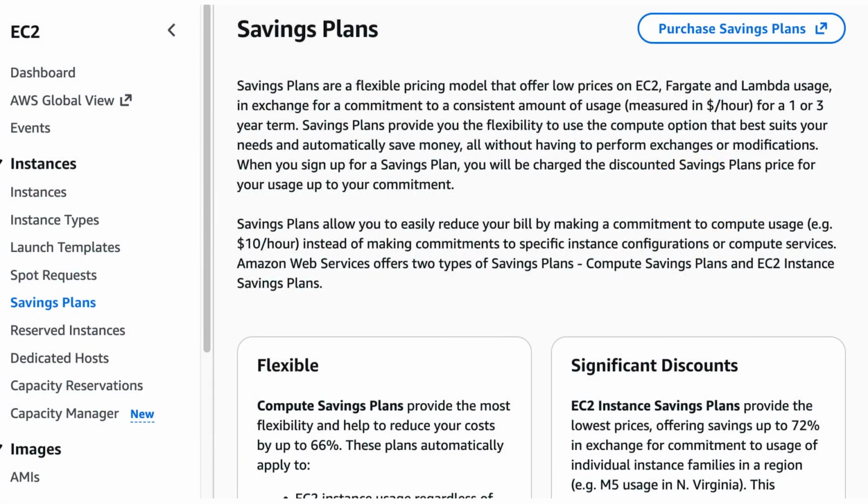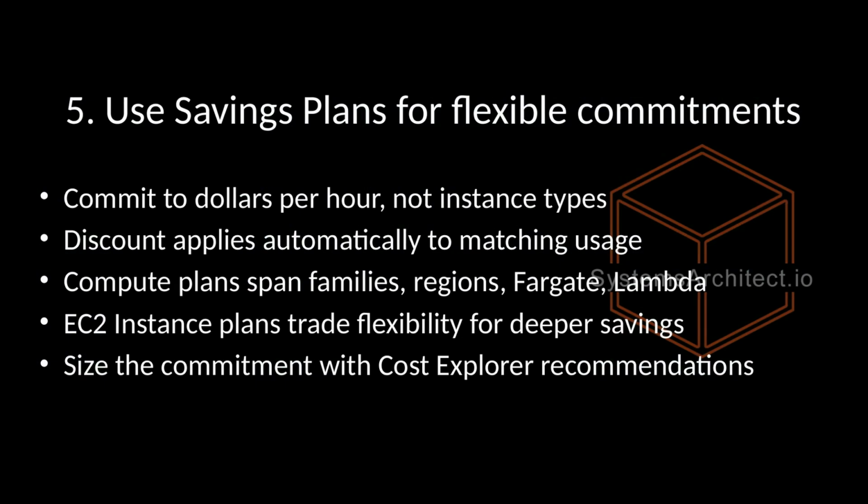There are two flavors. Compute savings plans span families, sizes, regions, and even Fargate and Lambda. EC2 instance savings plans lock to one family in one region and pay out deeper. Size the commitment with AWS Cost Explorer and commit slightly below your floor.